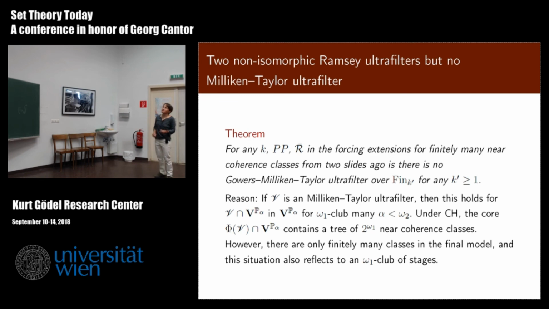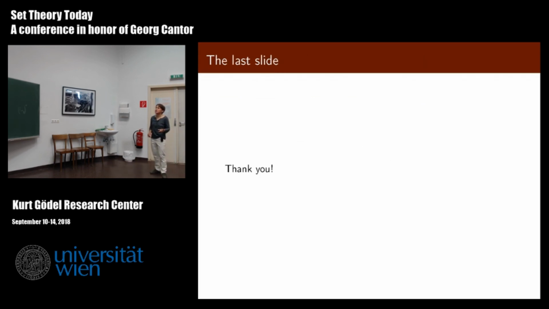So this is an old conjecture by Blass that two non-isomorphic ultrafilters do not imply the existence of a Milliken-Taylor ultrafilter. So here you take PP at least 2, then you get two non-isomorphic ultrafilters. Well, and that's it. Thank you very much.